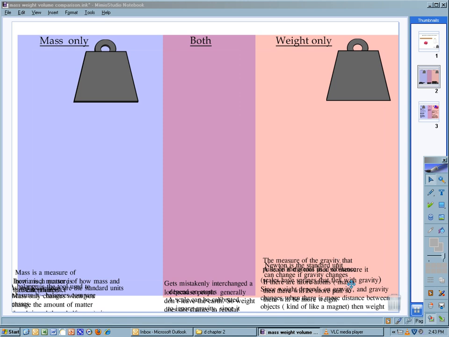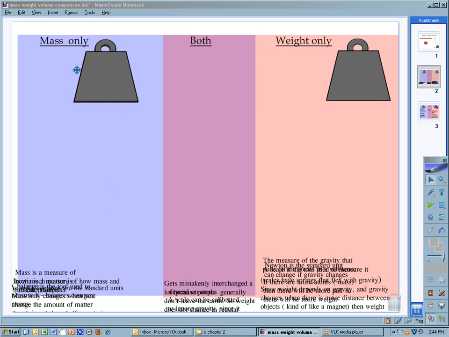This is Miss Martin, and this is the comparison of mass and weight for science class. So basically, when you're looking at mass and weight, you want to compare how they're alike and how they're different so that you have a better understanding of these terms. So at the bottom here, I've piled up a whole bunch of information, and I'm going to pull it out and talk about each thing as I pull it out.